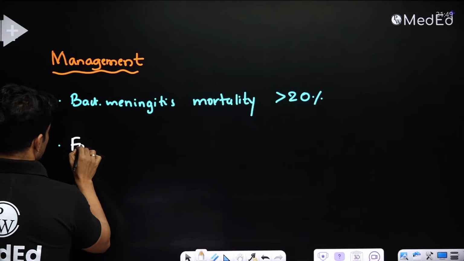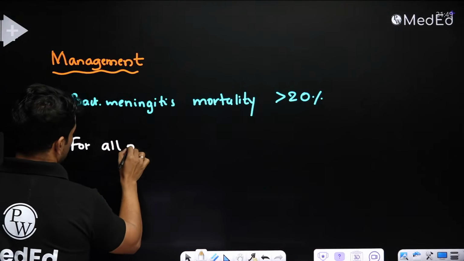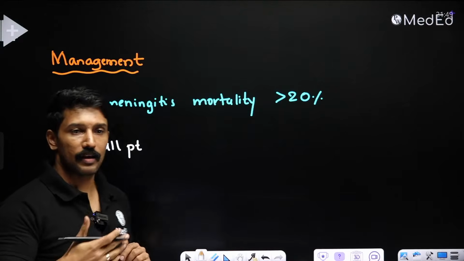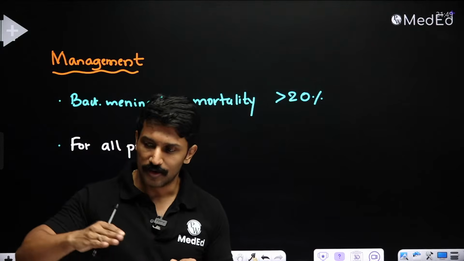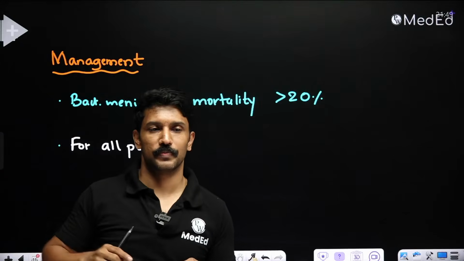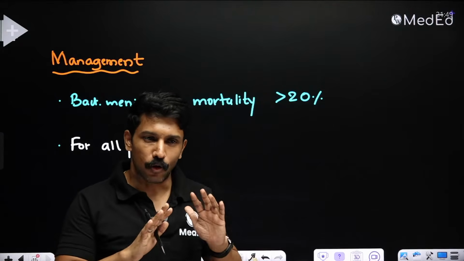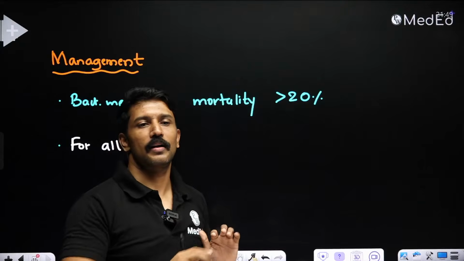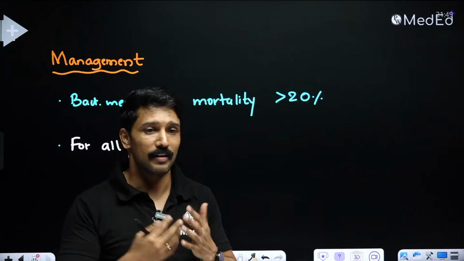Because every 1 hour delay in initiating antibiotics, the mortality rate keeps going up and up. So if I delay 4 or 5 hours, I've already pushed the patient towards death. The risk is quite high. So I can't delay, right?